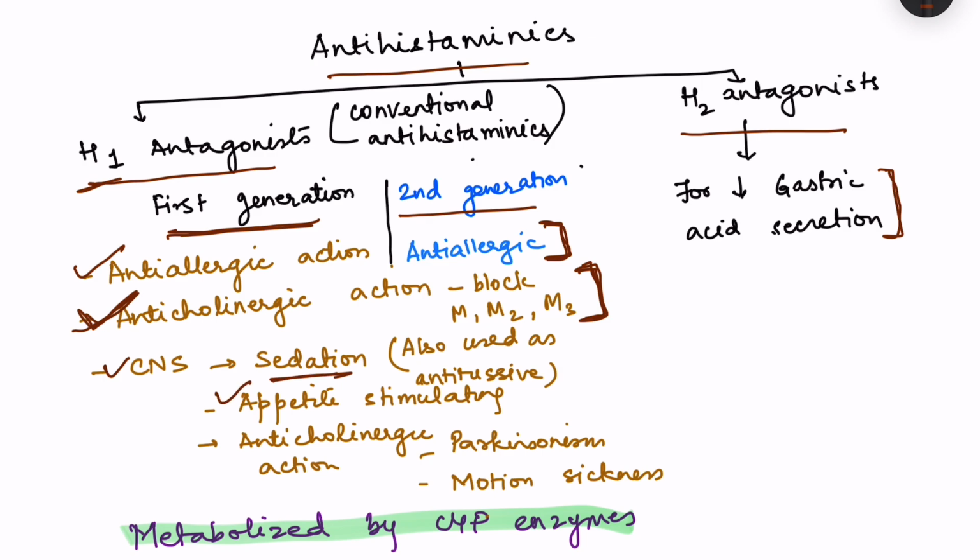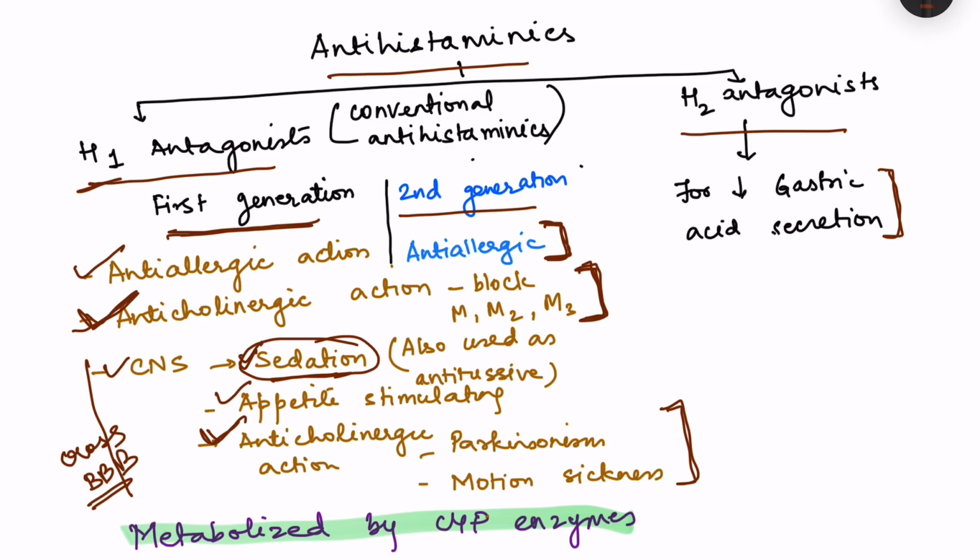Then it is appetite stimulating. Since histamine is causing decrease in the appetite, if you block the action of histamine, there will be stimulation of the appetite. And also because of the anticholinergic action in the CNS, we will see later that these H1 receptor blockers are used in certain conditions like Parkinsonism and motion sickness. Understand me? So first generation antihistaminics have anti-allergic action, anticholinergic action, and can cross the blood-brain barrier. And because of crossing the blood-brain barrier, they have CNS effects. Most important of this is sedation, because that is one side effect, and also appetite stimulating and anticholinergic action in the CNS as well, right?